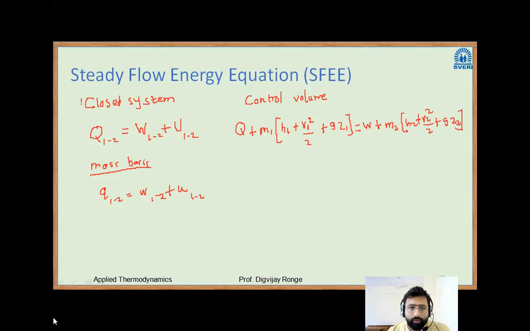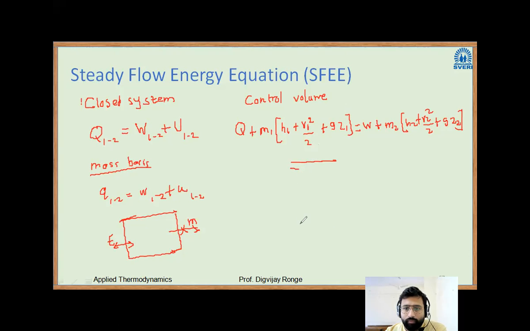Closed system means mass transfer is not allowed, but energy transfer can take place. That is a closed system. Open system, I have given you an example. So for open system, I have given an example.